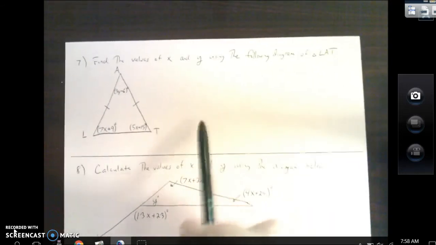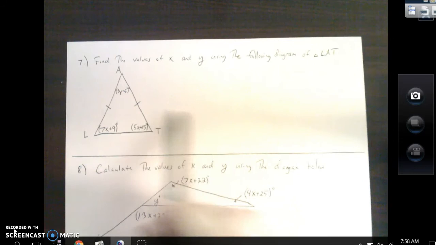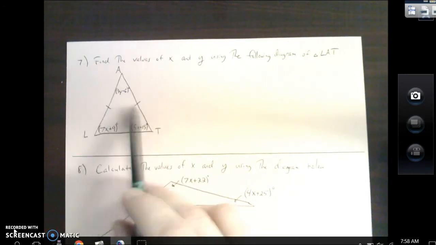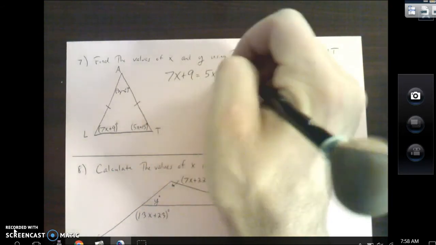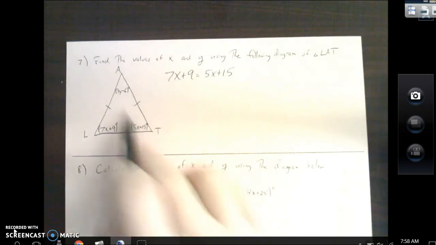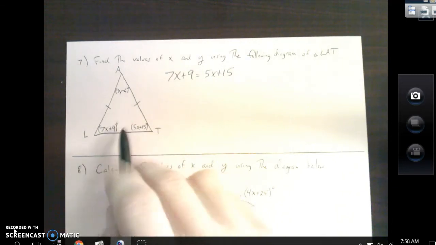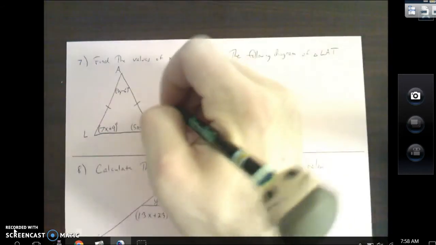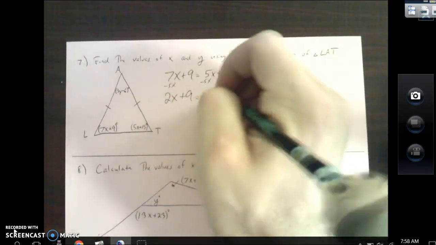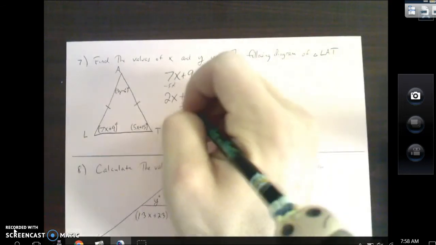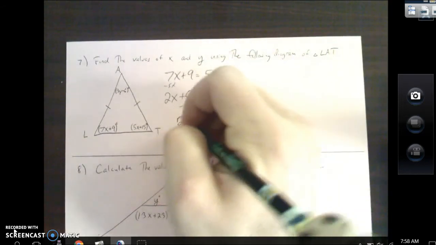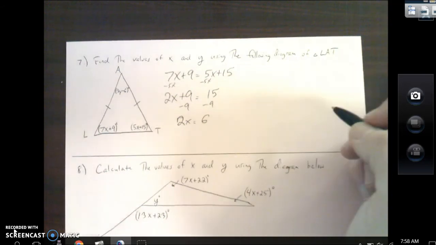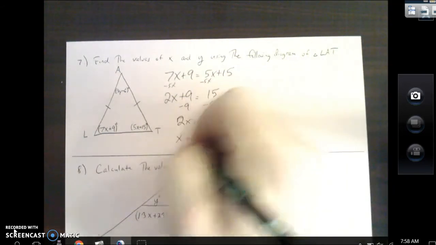Find the values of x and y using the following diagram of triangle lat. So if these are the same, you're looking for congruent sides, then these are the same. 7x plus 9 equals 5x plus 15. Okay? So we're setting that up. And it helps that they're the only x's there. Subtract 5x over. Okay? 2x plus 9 equals 15. We can subtract 9 over. 2x equals 6. X equals 3.